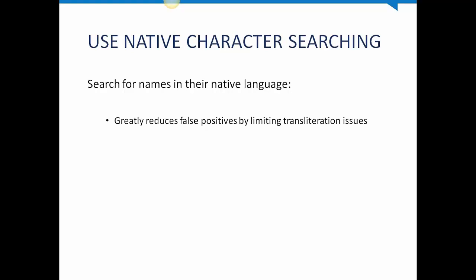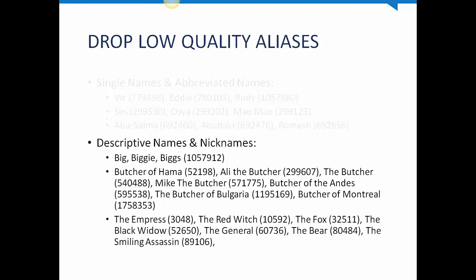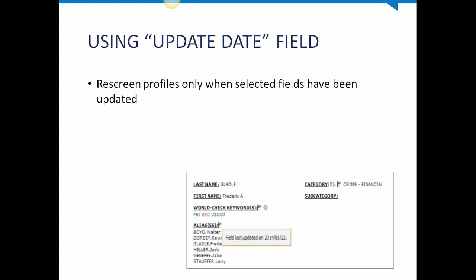Using native character screening, especially when you get into your Asian countries and when they transliterate, they become very common names. Screening in the native characters is a fantastic way on the initial side, and for continual monitoring, to dramatically reduce the number of hits that you get. Dropping low-quality aliases, so nicknames and false names, low-quality aliases that people like to use, can be a great way to drop some hits that you get. So as you start thinking about how do I reduce the number of hits I'm going to get, low-quality aliases is definitely something to look at.